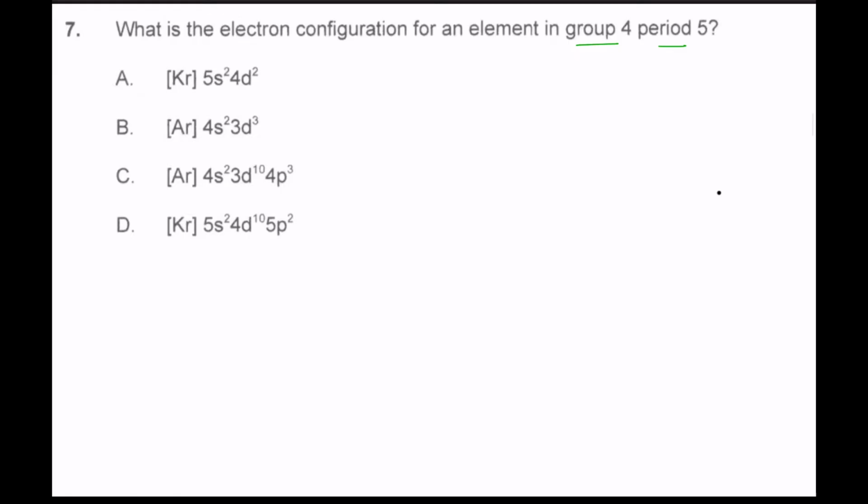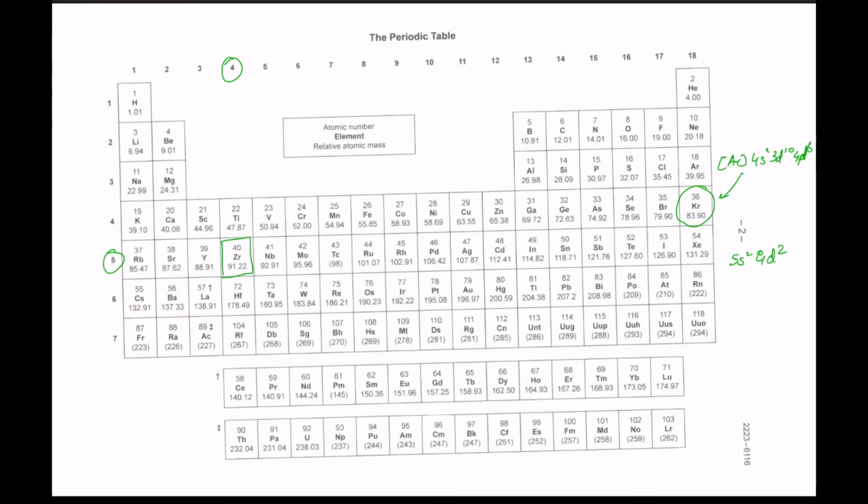Now question 7. What is the electronic configuration of the element in group 4 period 5? We take help of the periodic table. We've made some calculations before, so I'll quickly clean this up. So group 4 period 5 is the element zirconium. The noble gas just before zirconium is krypton.